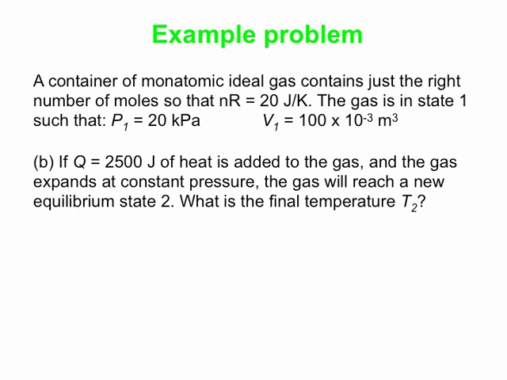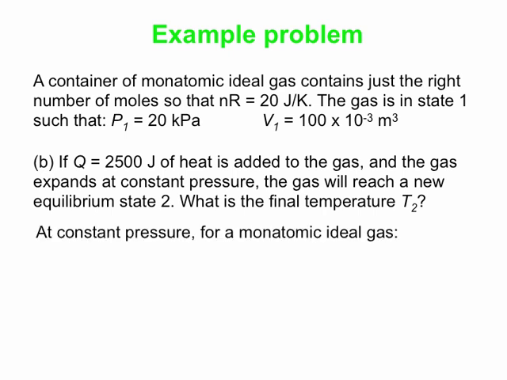Okay, so now we're going to add some heat to this gas. We're going to add 2,500 joules of heat, and we're going to do a constant pressure expansion. The gas reaches a new state, state 2. We want to know the final temperature. Let's see how we might approach this.